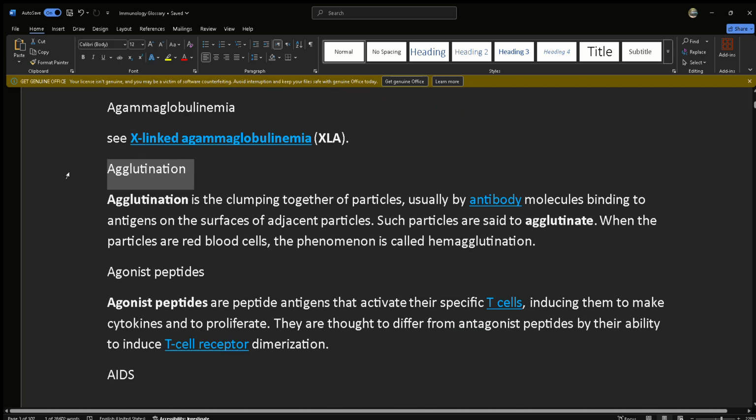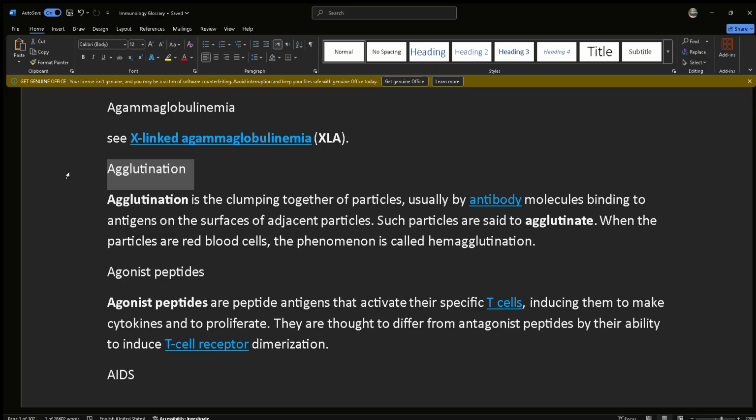Then we come to another term, agglutination. Agglutination is the clumping together of particles, usually by antibody molecules binding to antigen on the surface of adjacent particles. Such particles are said to agglutinate. When the particles are red blood cells, the phenomenon is called hemagglutination.